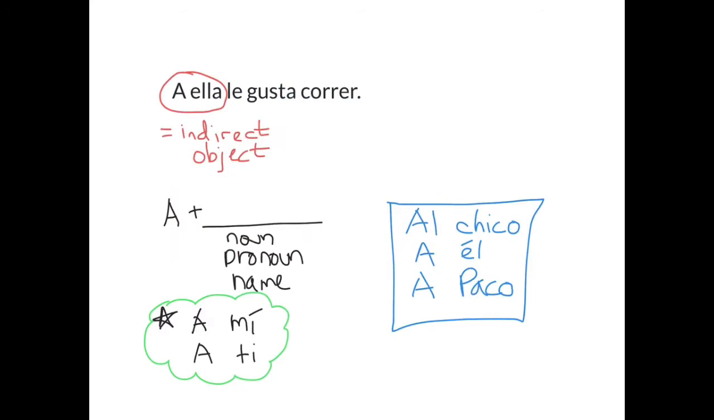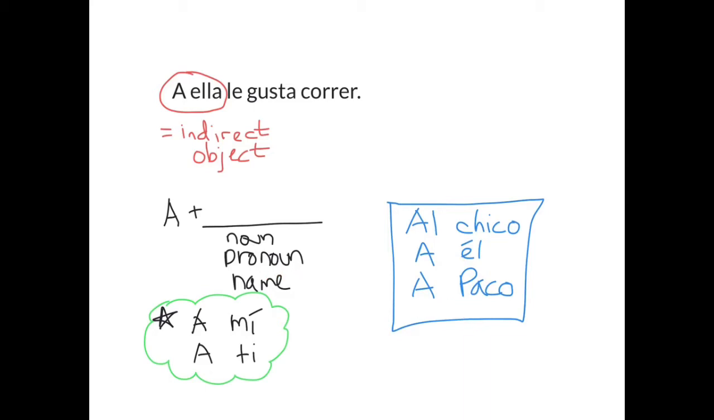In Spanish, you might actually have already seen indirect objects if you've studied the verb gustar, because they appear with that verb. So at the start of a sentence that uses gusta, a, and then either a noun, a pronoun, or a name, that's the indirect object because you're saying to whom something is pleasing. So for example, we've got a ella here, which would be a pronoun example. We could say something like al chico, so to the boy, a él, to him, that would be pronoun, and then a Paco, to Paco.